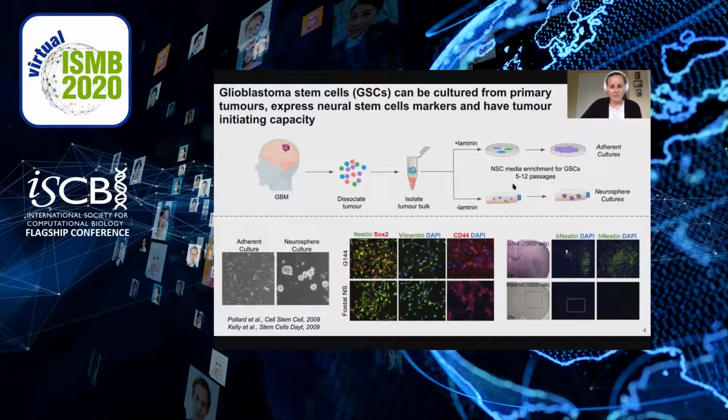So by using a specific neural stem cell media, what this protocol is able to do is basically get rid of all the tumor cells that are just the bulk progeny and really enrich for these cancer stem cells. So you end up with a more purified population of cells that express neural stem cell markers such as nestin, SOX2, and vimentin. And then also, if you inject them into a mouse brain, they're tumorigenic and can form a tumor.